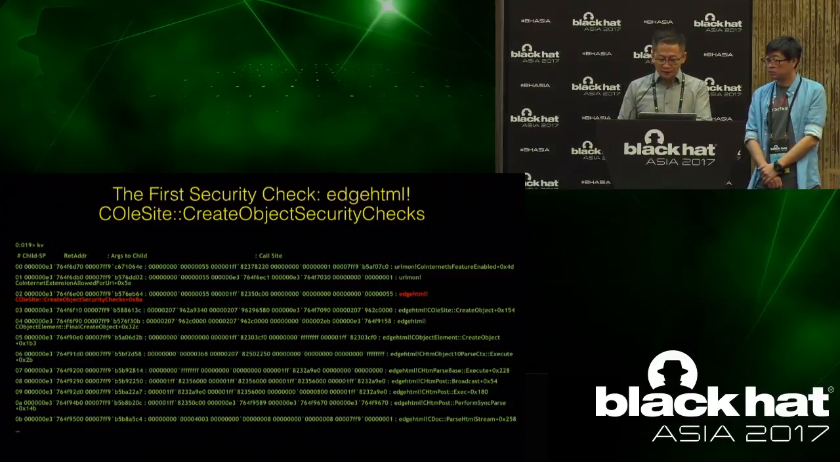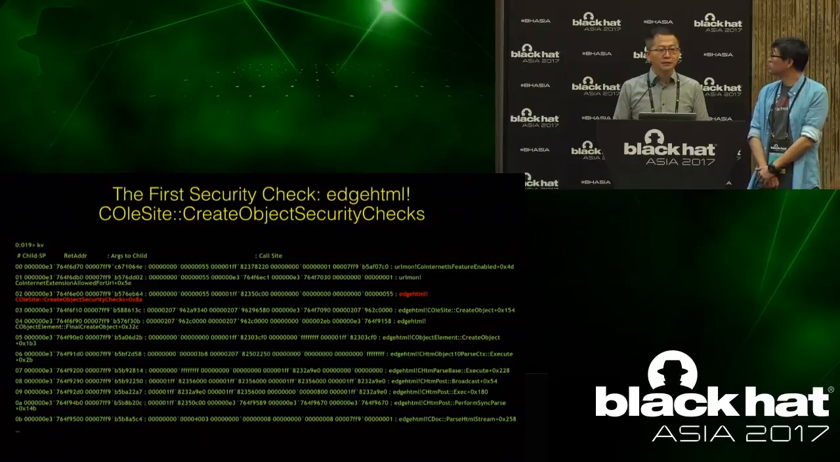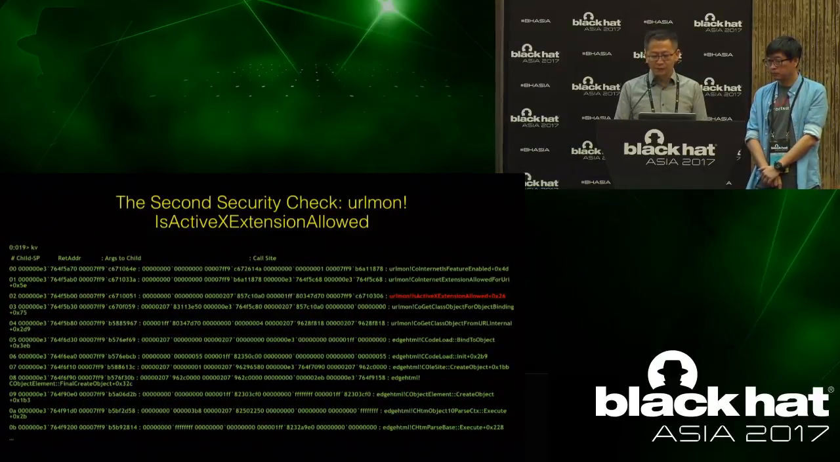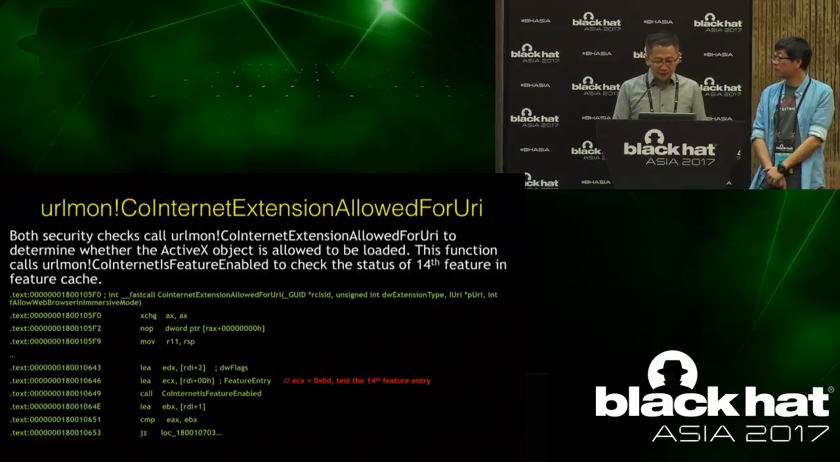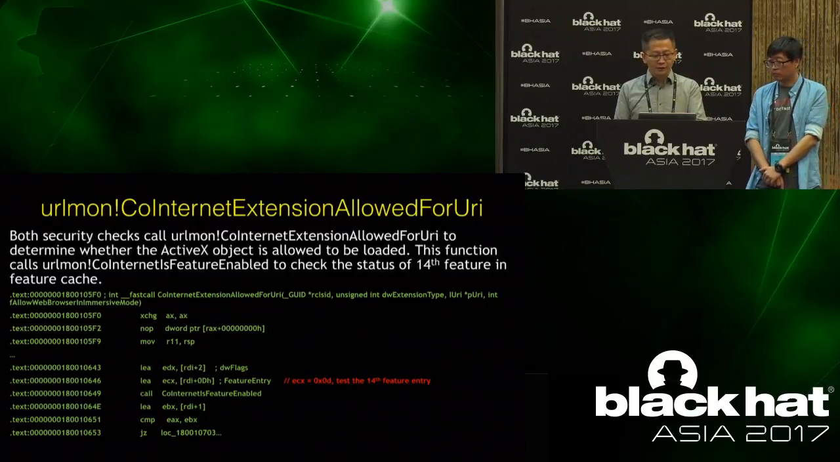Basically, this highlight shows that this is the first call that we have to bypass in order to successfully launch Silverlight. It's marked in red, and this is the second one we have to be able to bypass. And both of those, as we said, call the URLMON CoInternetIsExtensionAllowedForURL. And what it does, as we can see here, is look for its 14th entry and do the check for this feature.